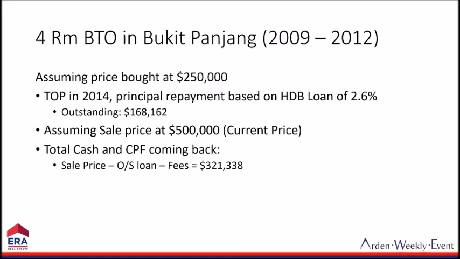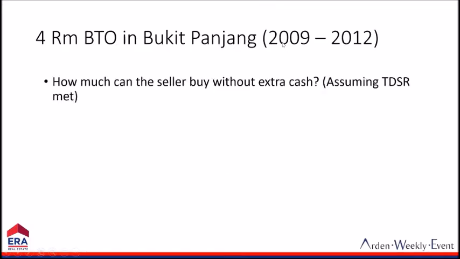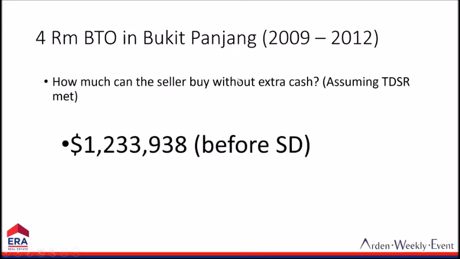That's not including his own other money, 私房钱, that he has, or CPF that he's earned over the last few years. All right, so how much can the seller buy without extra cash? That's assuming the TDSR is met. So that means today you meet that person, you sell the house for him, then how much can he buy from you? So using a simple calculation of just now 321,338, I times 4, because let's say it's 25%.